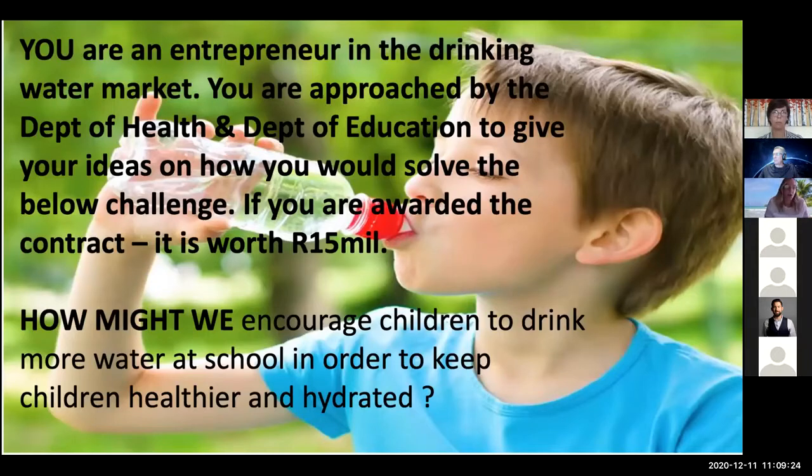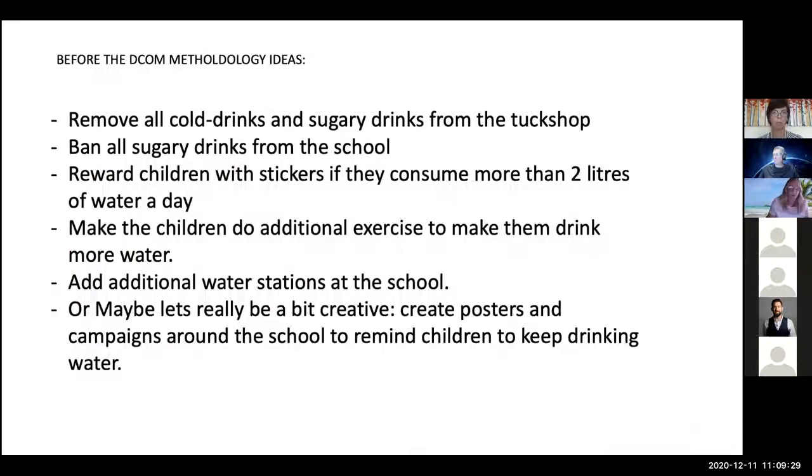So we start off with our divergent thinking, and we start thinking with regards to, okay, what are some of the ideas? Maybe we remove all cold drinks and sugary drinks from the tuck shop. We ban all sugary drinks from even entering the school. We reward children with stickers if they consume more than 2 liters. We make the children do additional exercise to make them drink. We add additional water stations at the school. Or maybe let's really be a bit creative. We create posters and campaigns around the school to remind children to keep drinking water.